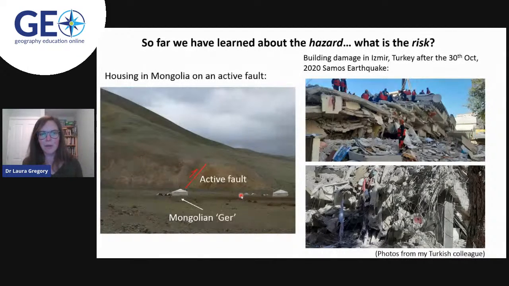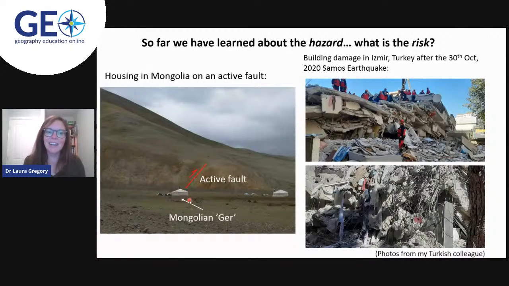And these photos show this very well. So here in Mongolia, this is an active fault, and so it shoots off across the landscape. And you can see these tents here. This is called a ger in Mongolian, and it's what people live in when they live out in the middle of nowhere in Mongolia. Some people live in cities, but a lot of Mongolians live in these tents. And so this tent, you notice, is located right on an active fault. And you might think that that's quite dangerous.